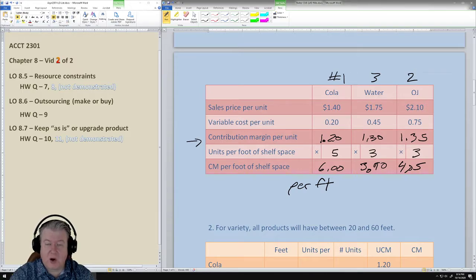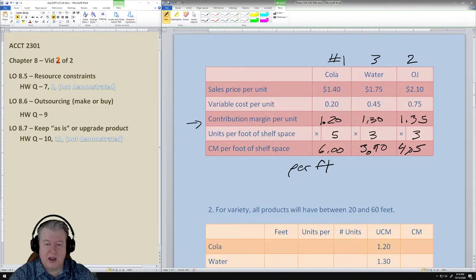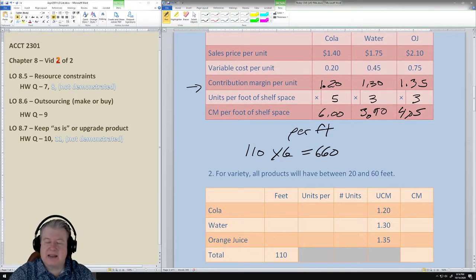If you sold all cola, well, we have how many linear feet? We've got 110 linear feet. So we would say 110 linear feet times $6 would be our maximum that we could get, 660. Well, just remember these decision-making models aren't all the information. There may be other reasons for doing things.